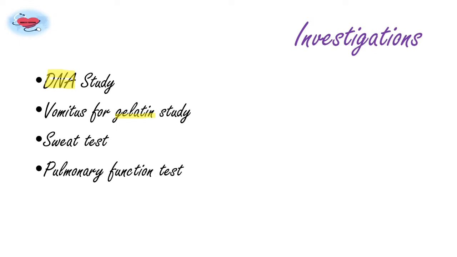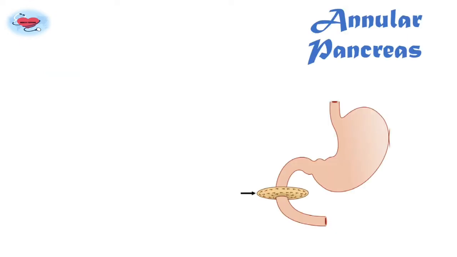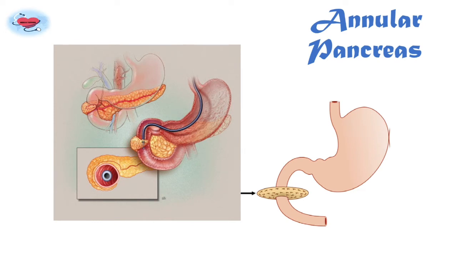Next comes annular pancreas, and this is an embryological malformation. The pancreatic tissue encircles the second part of the duodenum, which causes duodenal obstruction. It contains a duct that joins the main pancreatic duct also. I hope you can see in this picture, the pancreas fully encircles the second part of the duodenum, and that leads to the clinical manifestations.